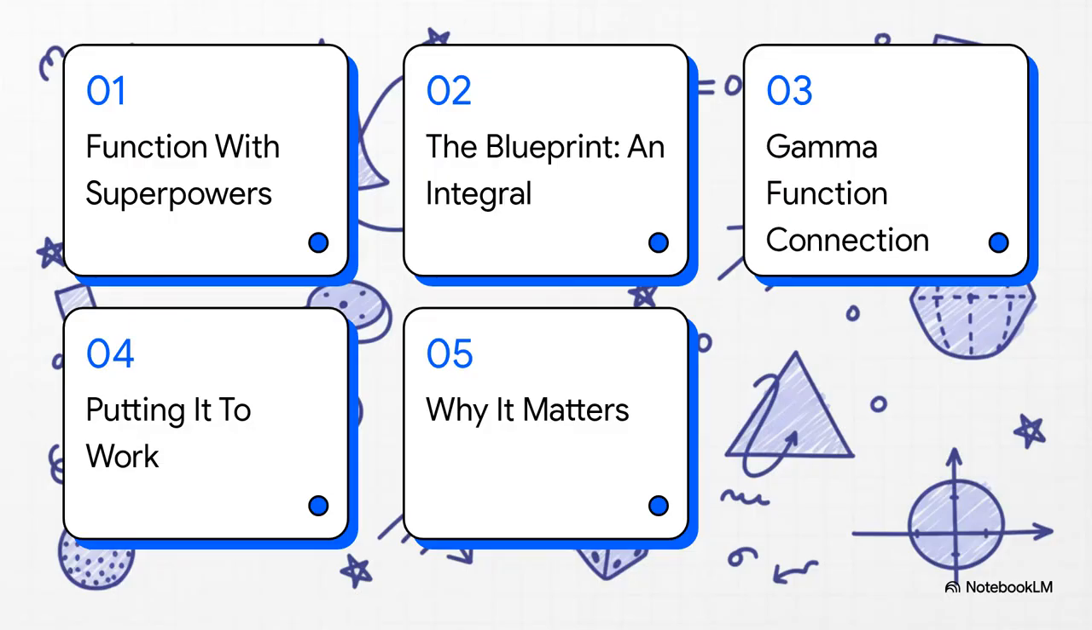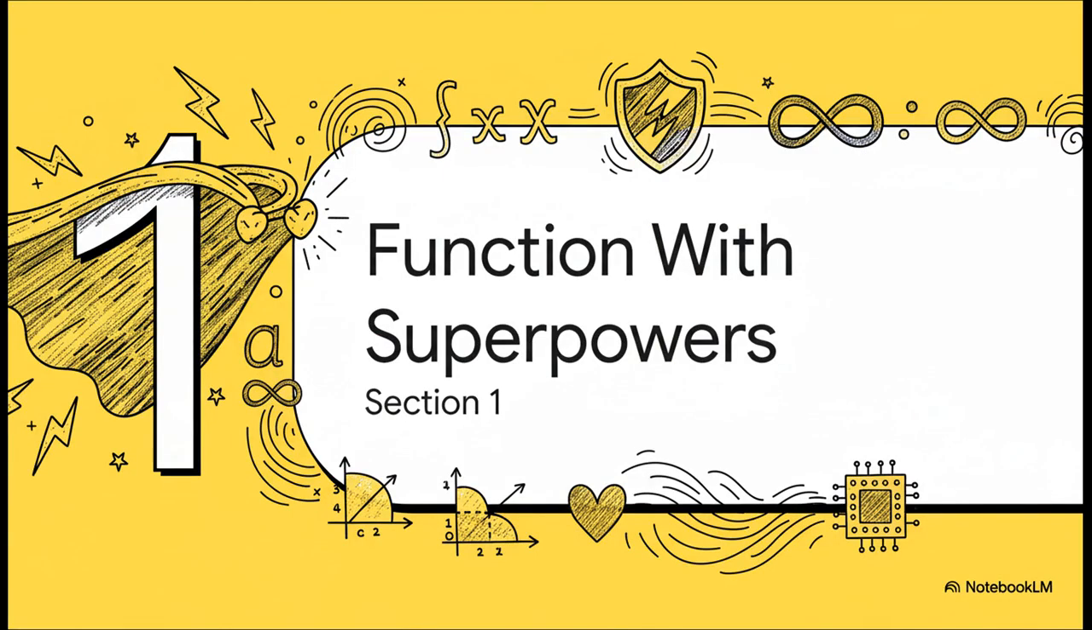All right, so here's our game plan. We're going to start with what makes this thing so special, its superpowers. Then we'll look at its actual blueprint, this core integral. After that, we'll uncover its most important relationship, the gamma function connection. Then we'll see it in action, and finally, we'll wrap it all up with why you should care. So let's dive right into section 1, a function with superpowers.